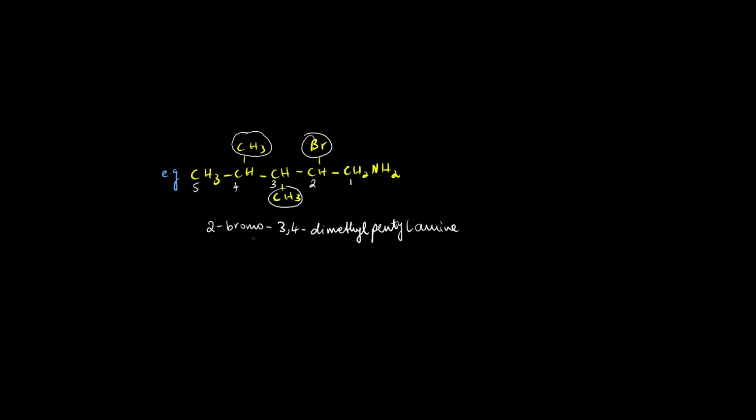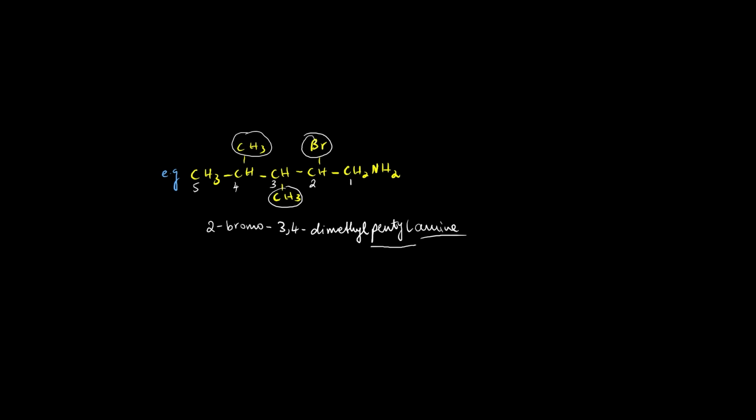Now let's go through this. Okay, 2-bromo simply because the second carbon atom has the bromine substituent. 3,4-dimethyl because the third and the fourth carbon atoms have the methyl groups attached to them. Pentyl because there are 5 carbons in the longest carbon chain. And remember, the name will be in the shape of an alkyl group. So it will be pentyl, not pentane. Keep that in mind. And amine will come in the end as it is.